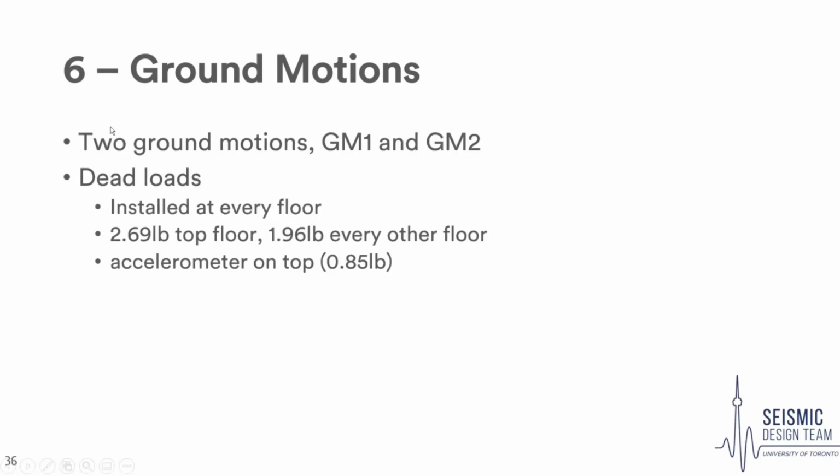Ground motions, so you get 2 ground motions, GM1 and GM2. You get them ahead of time. You get the accelerations as well as the spectra, which I covered in our first tutorial. And then this section also details the dead loads, which floors they're installed on.